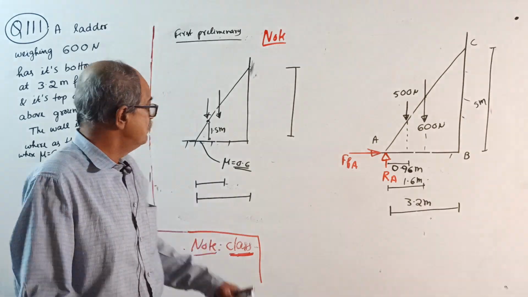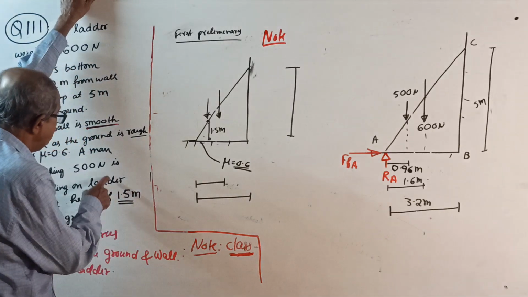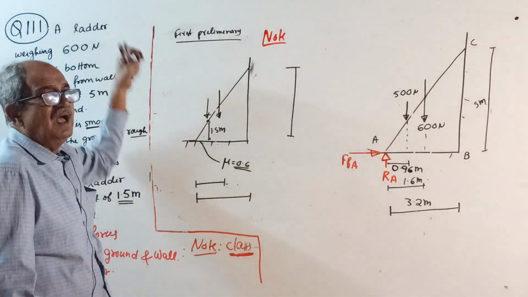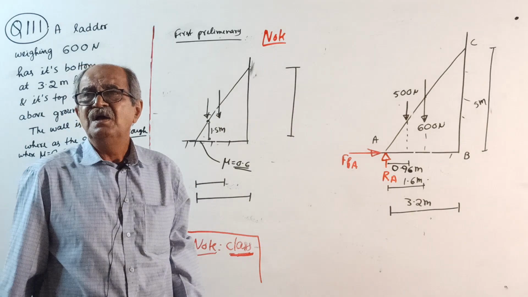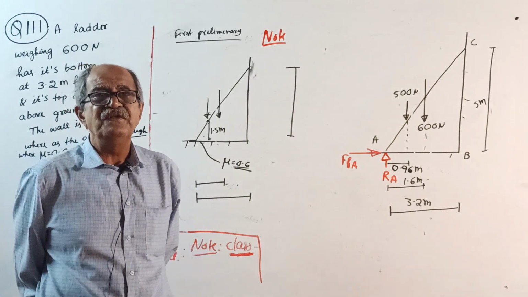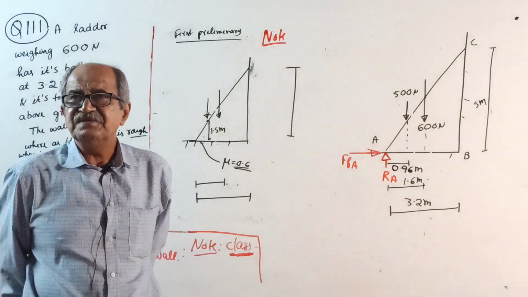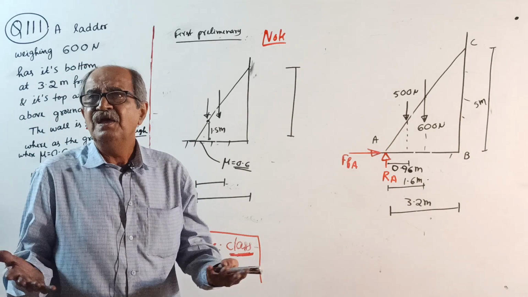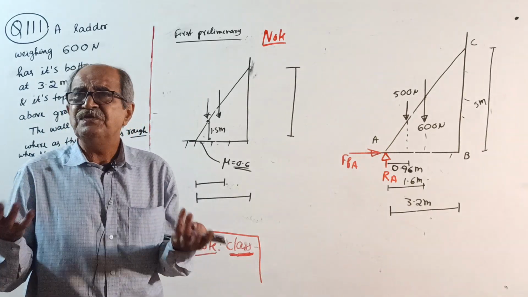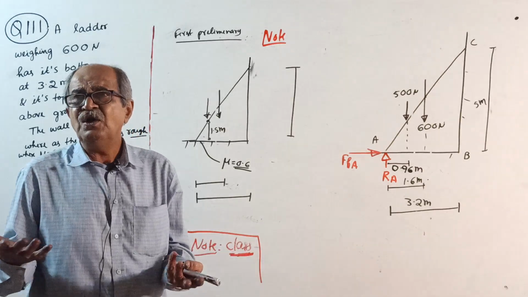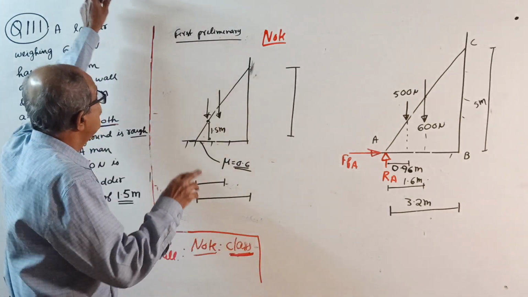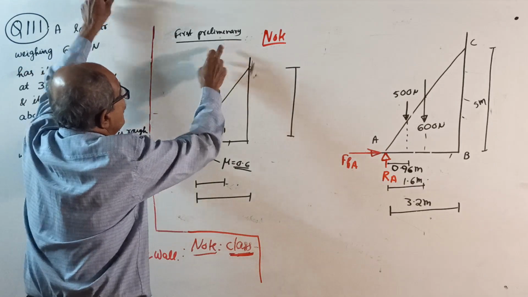Oh, sorry, sir. But you have given mu 0.6. He told, I can give extra data, but just because I have given mu 0.6, you should not use it. I said, it is unnecessarily given. See, mu is always there for every contact surface, but it is not used. Be careful.